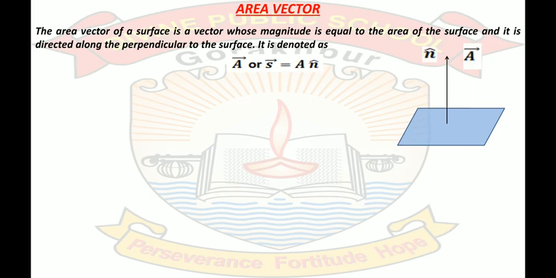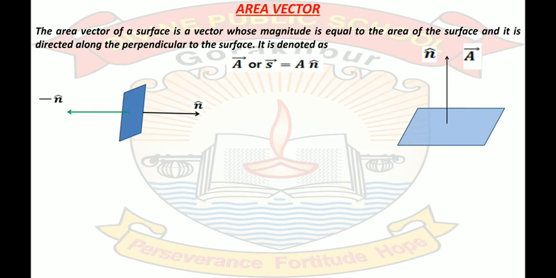Is it clear? But there can be a doubt because for a plane surface we have two directions of perpendiculars. The black one can be a perpendicular in this direction, and the green one can also be a perpendicular in this direction. In which direction should the area vector be taken? The answer is you can take any direction, but remember that if one you consider as n cap, then the other would be minus n cap. Is it clear? So this is how we define area vector.